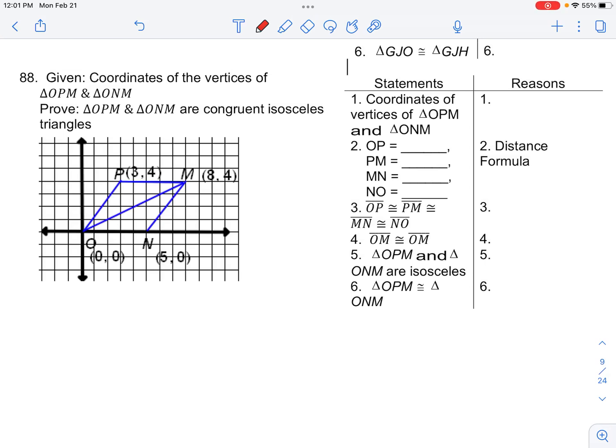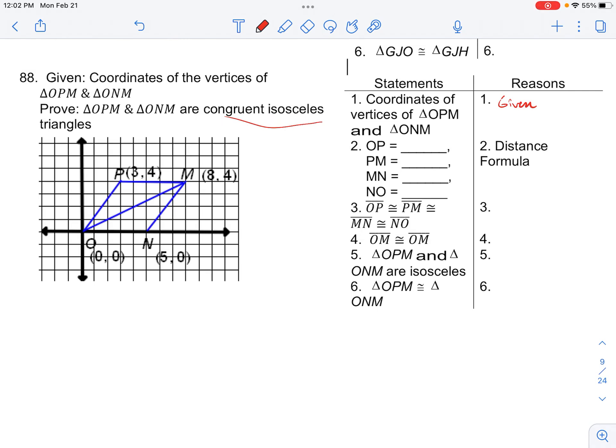Number 88 in a classwork for analytic geometry asks to prove that the two triangles OPM and ONM are congruent isosceles triangles. So we also have to conclude that they're isosceles triangles. So first of all, we have coordinates of vertices O and M. This is just from given information, so given from the graph.